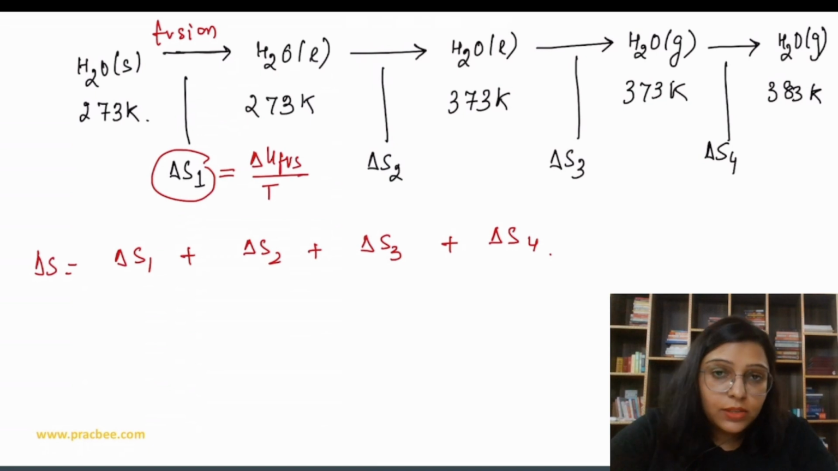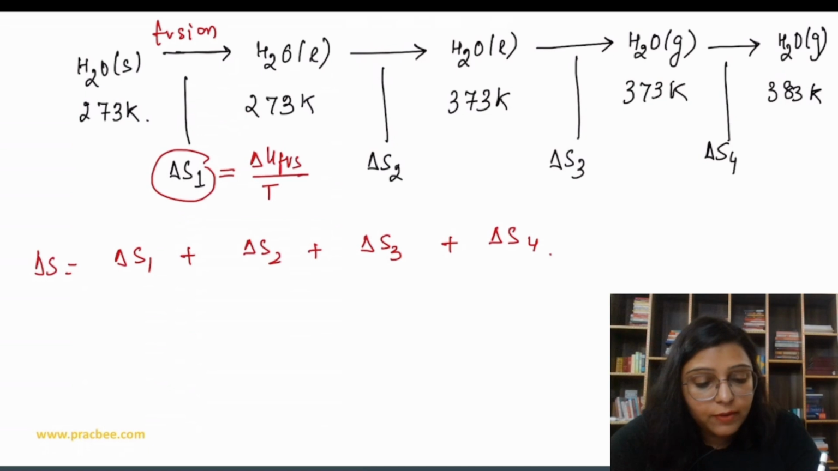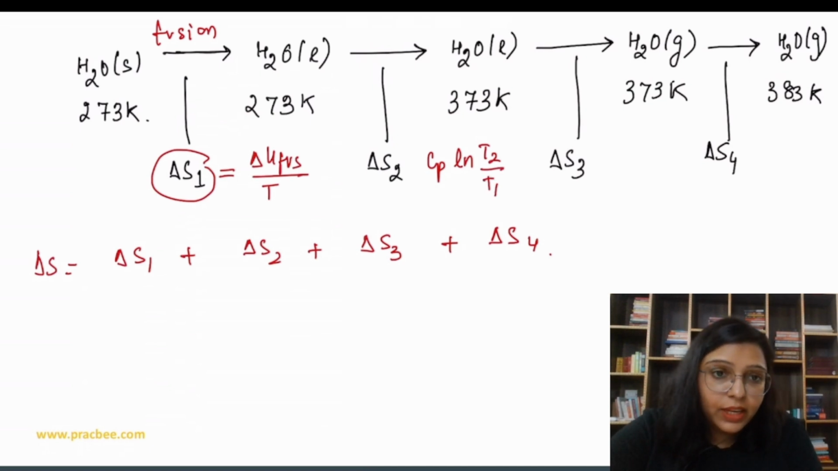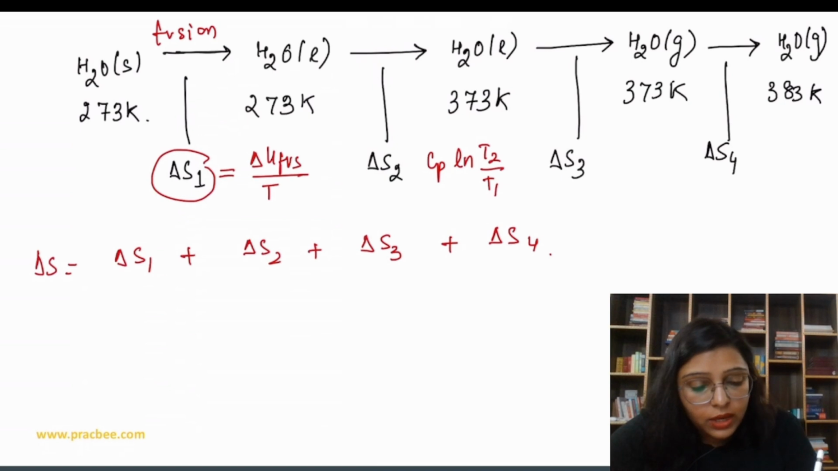Now delta S2, we are increasing the temperature, right? We are increasing our temperature. So here we have to use Cp ln T2 by T1. But here specific heat is given, so what is specific heat? The heat energy required to raise the temperature by 1 degree Celsius or 1 Kelvin, right? So that is the specific heat capacity for 1 gram or for 1 kg. We have to understand that thing. So here we can write m s ln T2 by T1.